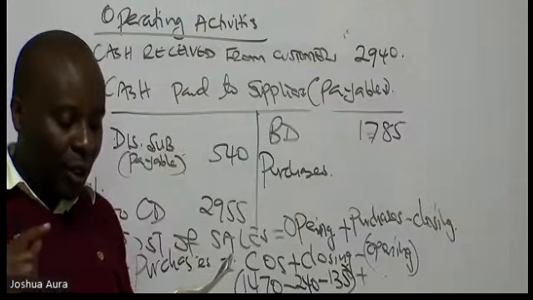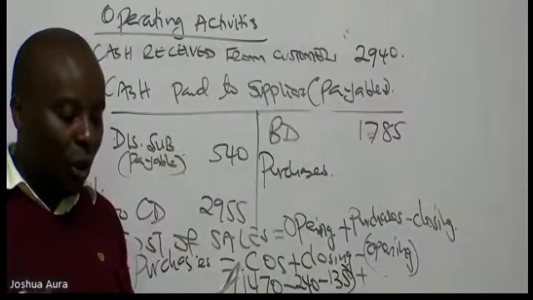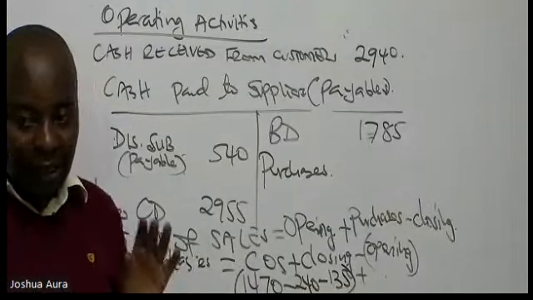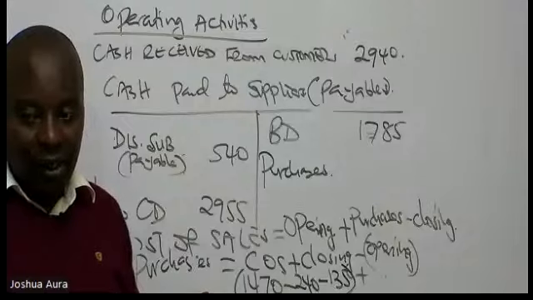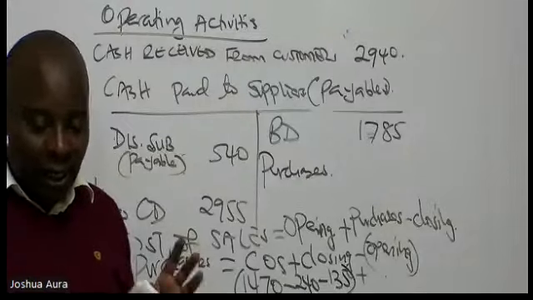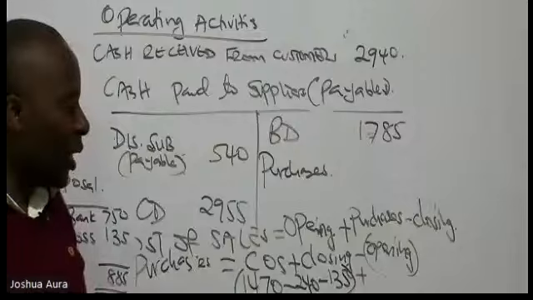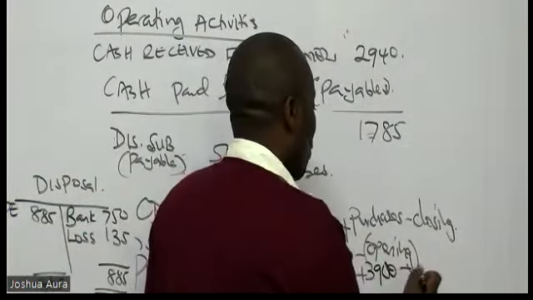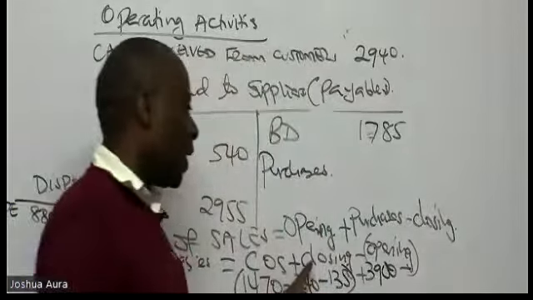Is there somebody who can see the closing inventory in this question really? They're telling me it's 3,900. Only one student has answered that. The closing inventory is 3,900. Please write this in full so you avoid confusion.